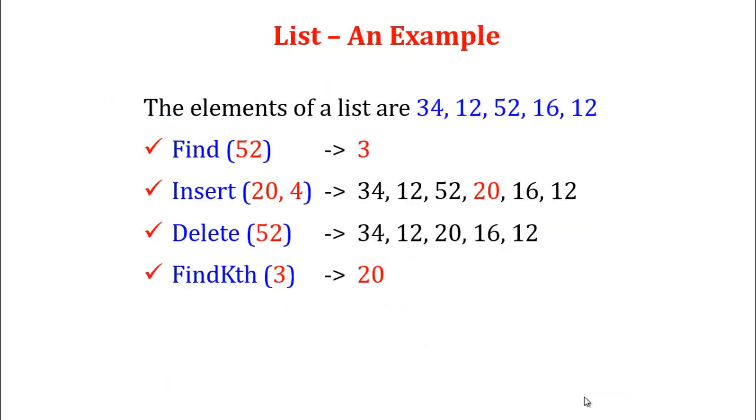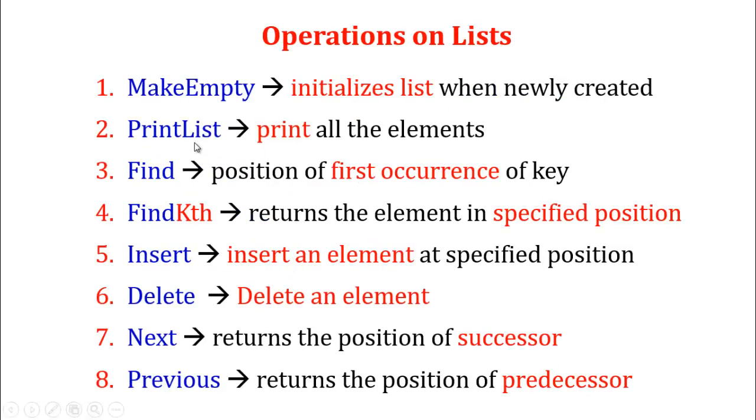Take an example of a list. The elements of the list are 34, 12, 52, 16 and then 12. These are the 5 elements present in the list. Print list means they are going to identify what elements are present in the list. The elements can be displayed to the user. That is called print list.